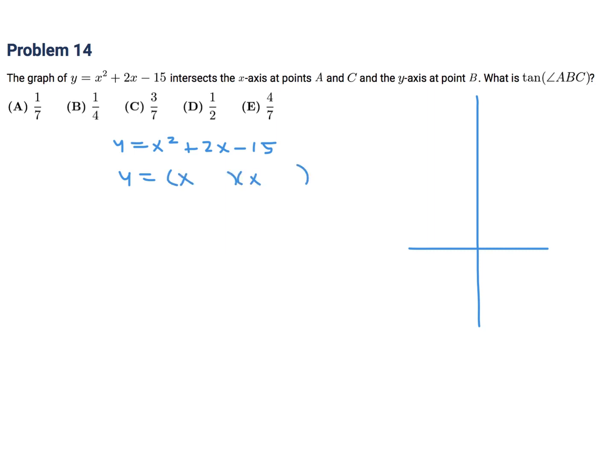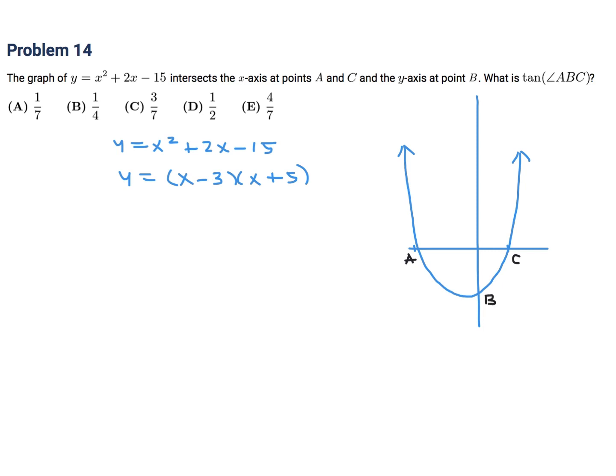x, 3, 5, negative, positive. So that would mean 3 and minus 5 are the roots. And it's a parabola, so it's going to look something like this, where it keeps on going forever. Okay, so what do we want here? We want it to intersect at A and C. So this is A and this is C. And it intersects the y-axis at B. Okay, so this is B.